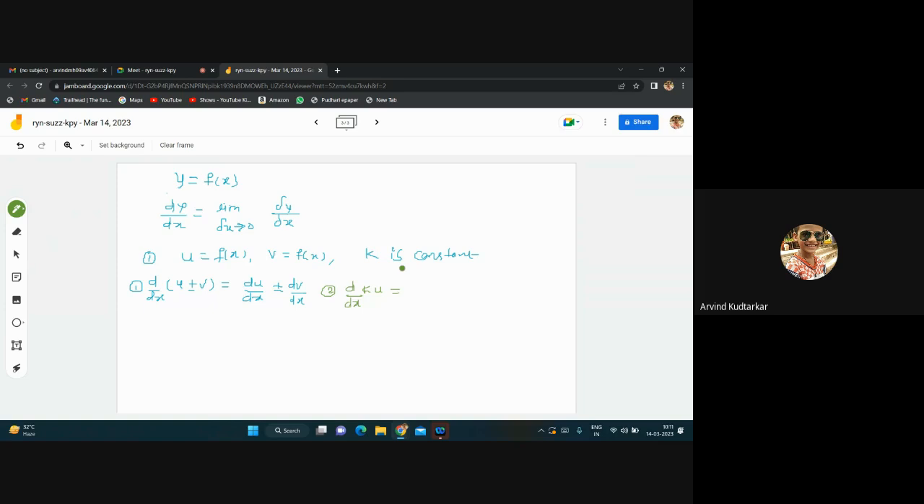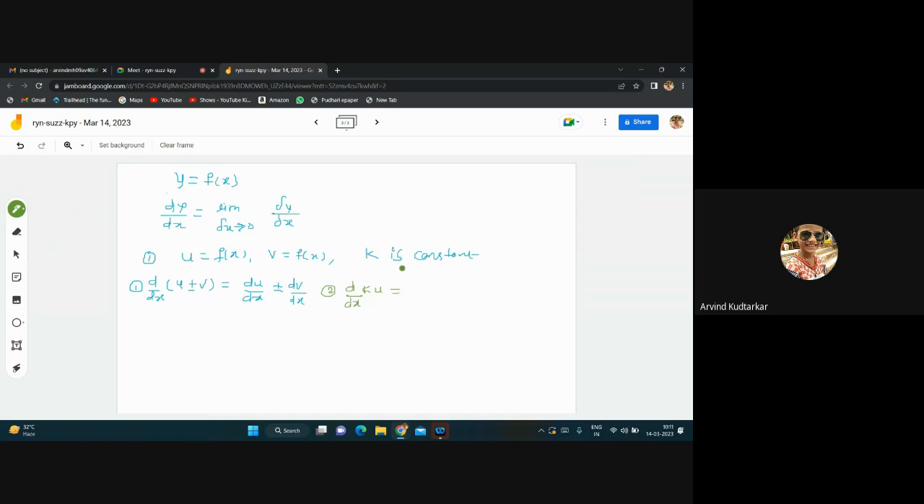So here, the next is the quotient law. d by dx of u by v. This is what the quotient law is in differentiation. So what is that quotient law? It is the denominator, v, into the derivative of the numerator, du by dx, minus u into dv by dx, upon the denominator square, that is v square.